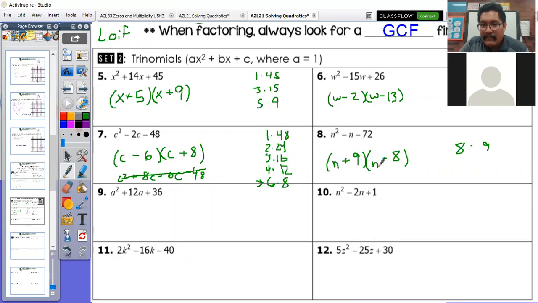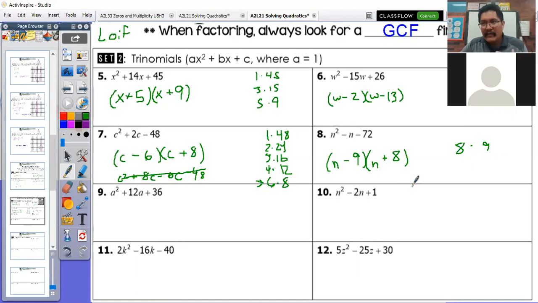And we test it out. So n times n is n squared. This is negative 8n plus 9n. But in that case, I get positive 1n, or plus 1n. So again, if that happens, just switch the signs. We got the right number, but it was positive, but we needed a negative.